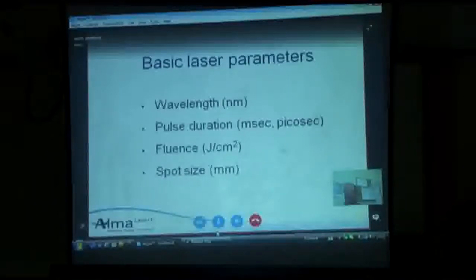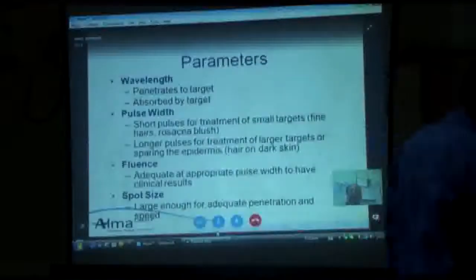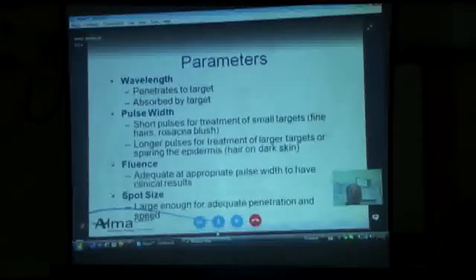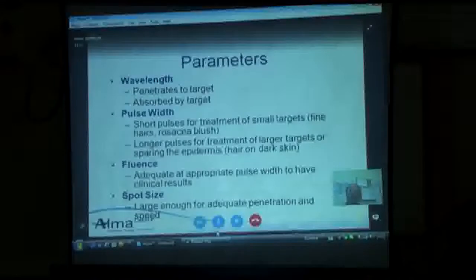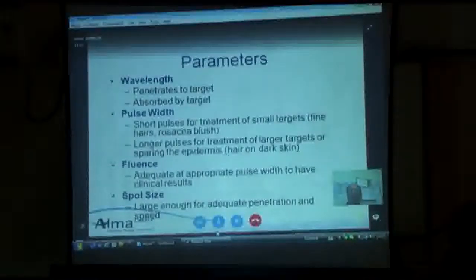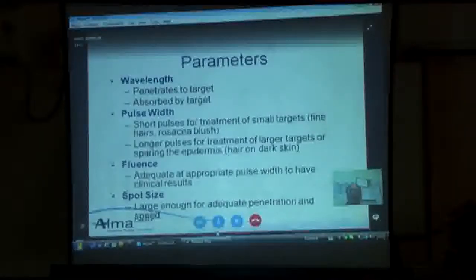The power delivered per unit area is called the irradiance or power density, which is expressed in watts per centimeter square. So these are the parameters: wavelength, which penetrates to the target and is absorbed by the target. Pulse width is the duration of the pulse of the treatment, and this is actually the time window by which we introduce the laser energy into the target. So we have short pulses and longer pulses, depending on the size of the target and its level of residency. Fluence should be adequate, with an appropriate pulse width, to have clinical results.